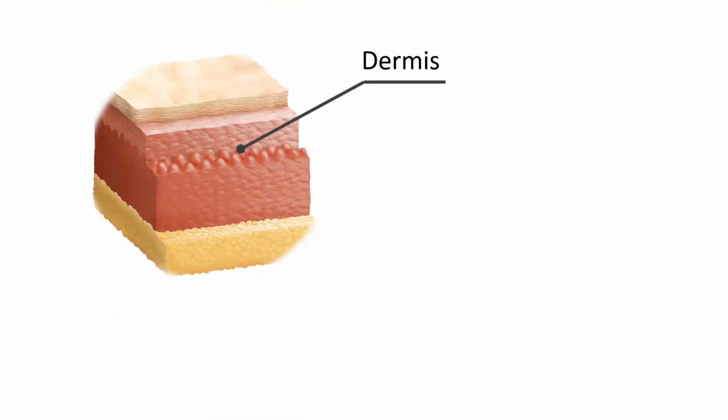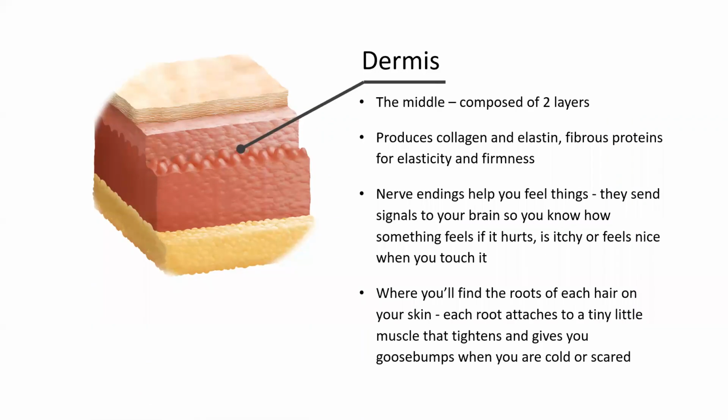So now with your dermis, the dermis is the middle layer, right? So now we're into the cake. It's comprised of 2 layers. It also produces collagen and elastin. Those are fibrous proteins that are really important for elasticity and firmness. We're going to talk a lot more about those in just a couple of moments.